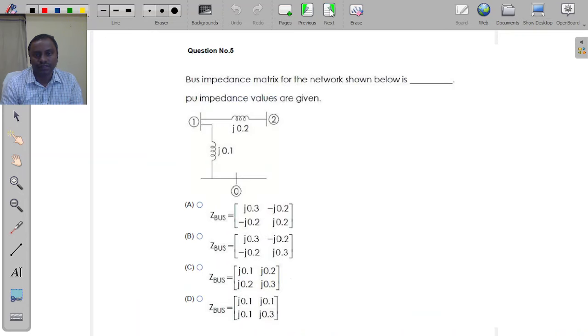So move to the next question. Bus impedance matrix for the network shown is, in per unit impedance values are given. So we need to calculate the bus impedance matrix for the given network.